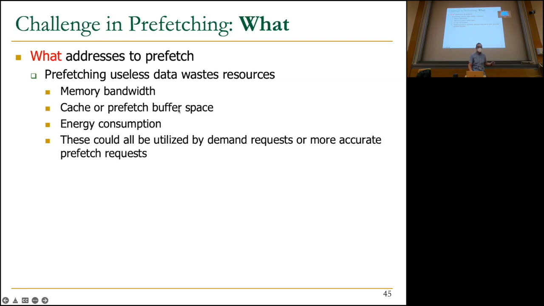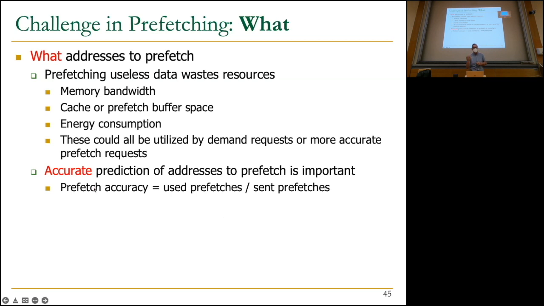That's why the algorithm to decide what addresses to prefetch is very important. Okay, let's talk about accuracy a little bit. I'm going to talk later about prefetching performance metrics, but accuracy is an important metric. Prefetch accuracy is defined as, out of all the prefetches sent in the memory hierarchy, how many of them are used by the processor.